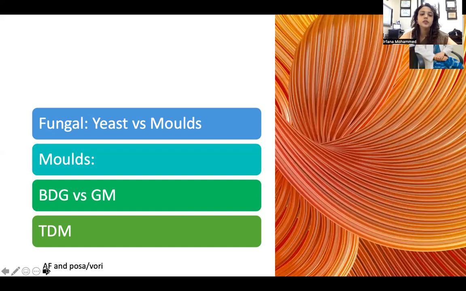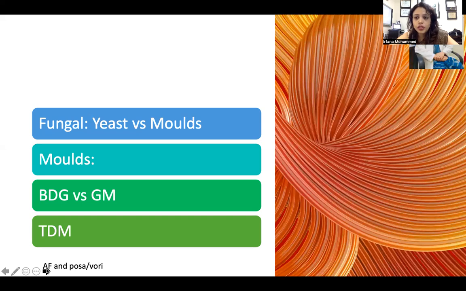Coming to TDM, therapeutic drug monitoring, it is also important in fungal infections in addition to bacterial infections. Therapeutic drug monitoring is extremely important for voriconazole because voriconazole has genetic polymorphism. Each patient has a different genetic polymorphism, like CYP2C19 polymorphism. Some patients can metabolize it very rapidly and they will not be able to achieve the therapeutic drug level. Some patients will go overboard and end up in toxicity like visual hallucinations and hepatotoxicity with voriconazole.